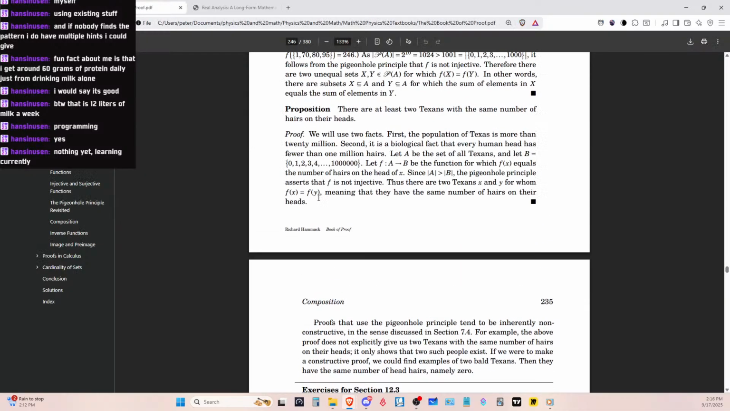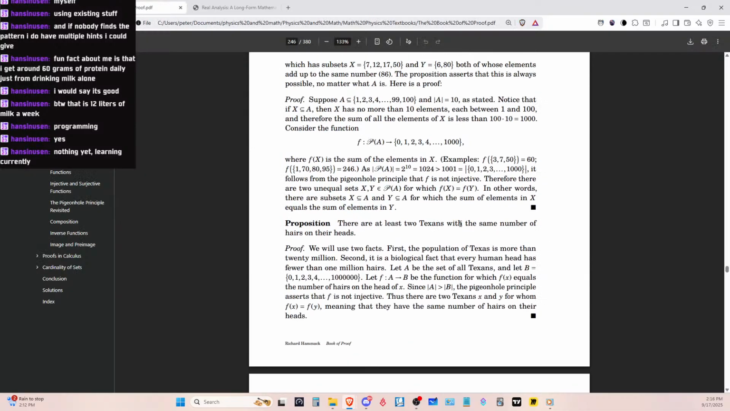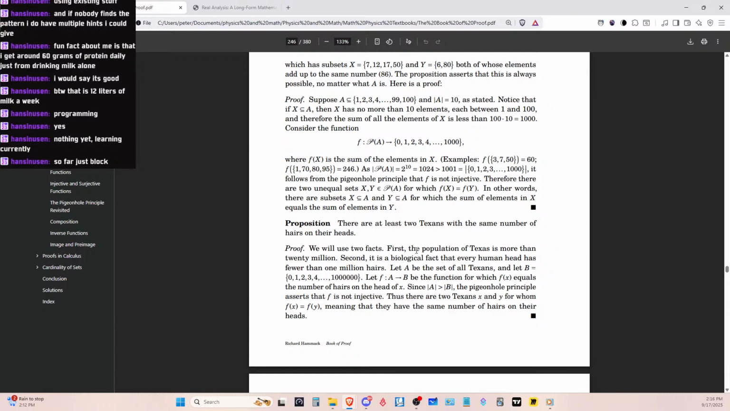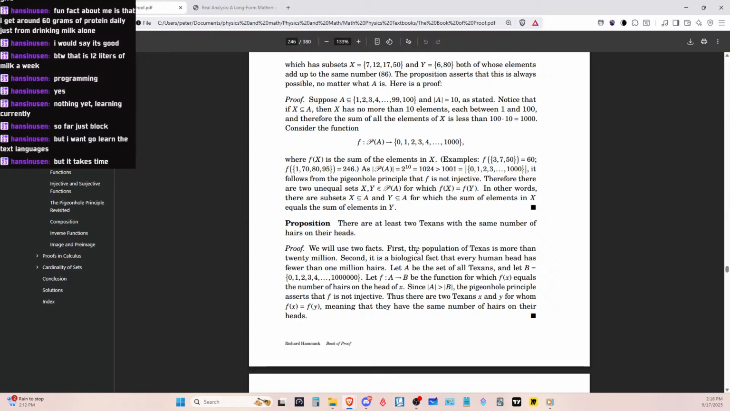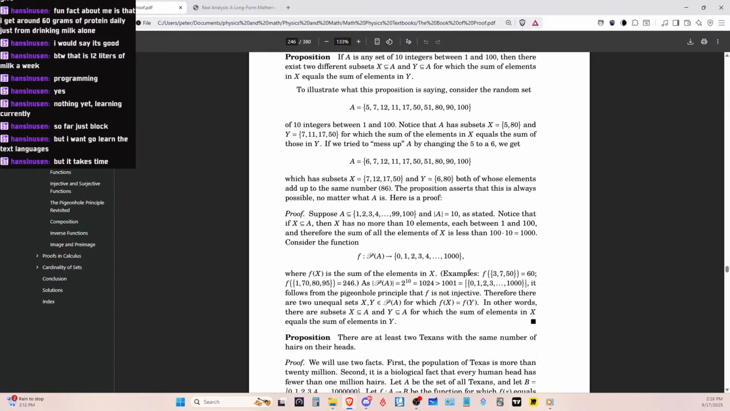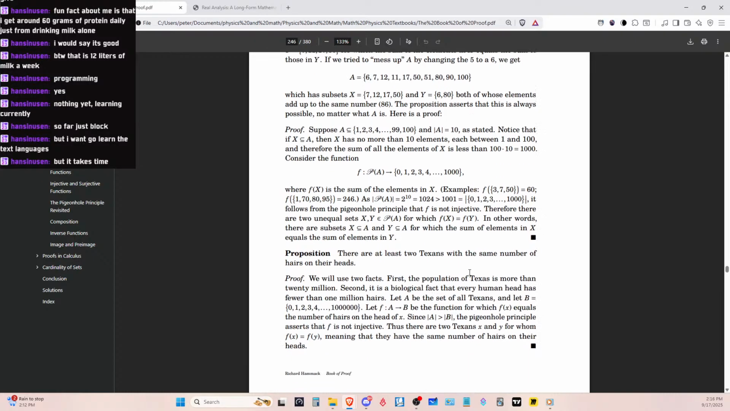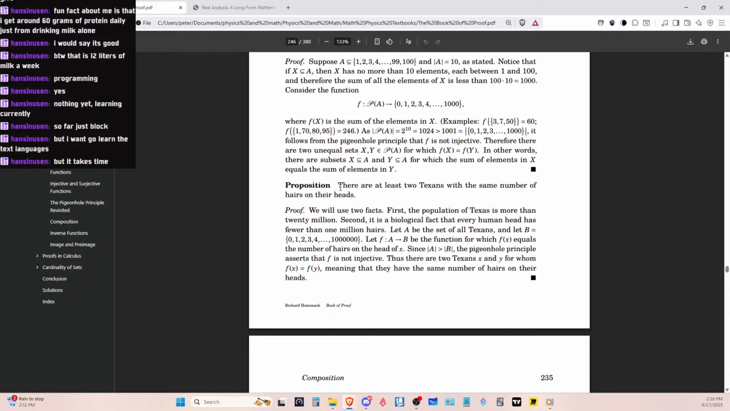Let's take a look at the examples of what they used. So far just block. Oh, okay, I gotcha. Did you create anything with that code? Usually the best part about code is when you actually create things with it. But I want to learn the text languages, but it takes time. Yeah, learning anything always takes time, which is why I'm putting so much energy and time into math. So, you know, it always takes a little time.